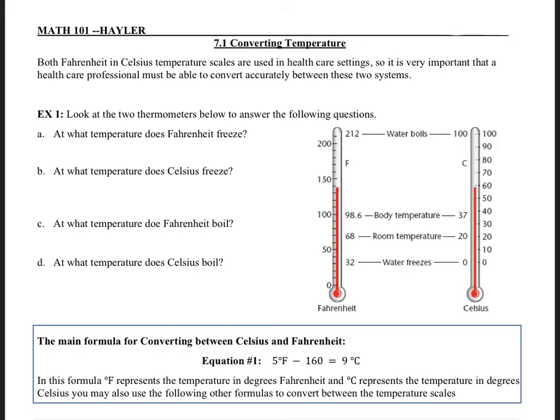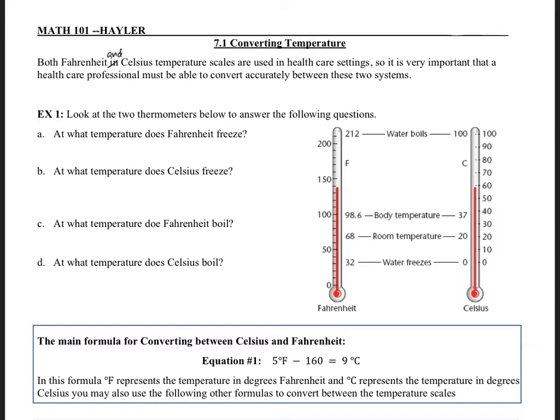All right, so both Fahrenheit and Celsius temperature scales are used in healthcare settings. So it's very important that a healthcare professional must be able to convert accurately between these two systems. All right, so you need to be able to convert between these two because they are often used.